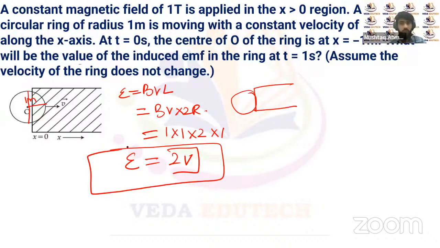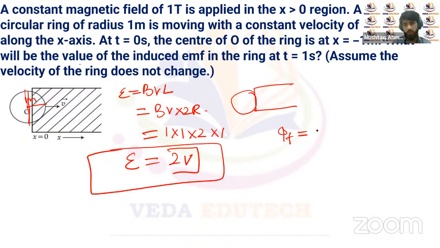Or there is another way of calculating it in the first second. The other way is that we can just calculate the change in flux upon the time interval, right? Initially there is no flux. Once it enters, after 1 second, the final flux will be nothing but, since half of the circle will be within this magnetic field, the initial flux is 0.